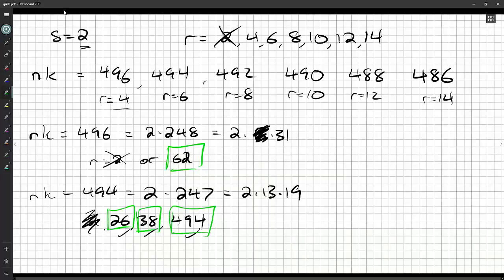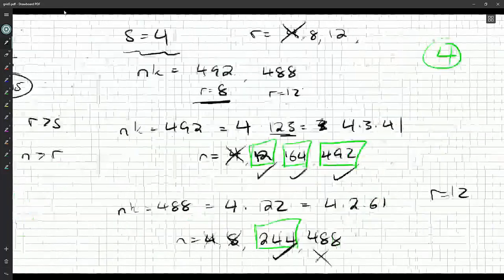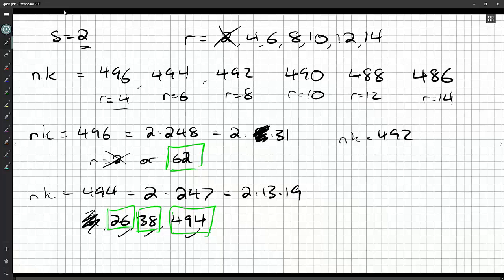Okay. One other thing to note, we don't have any overlaps. There's no overlap in the numbers that have been dealt with. Okay, what else could we have? NK being equal to 492. Now, this time n needs to be a multiple of 2. So we're going to get 2 times 246. We don't want any of the multiples of 2 in there. So 246 divided by 2.